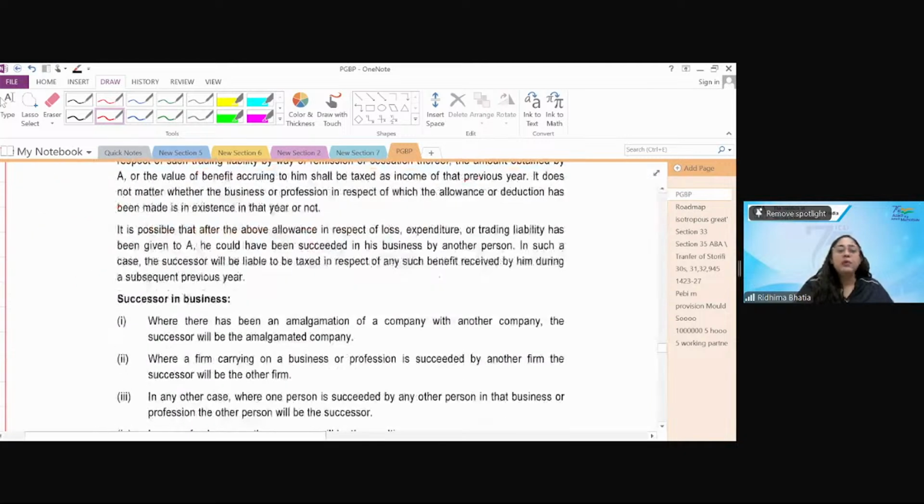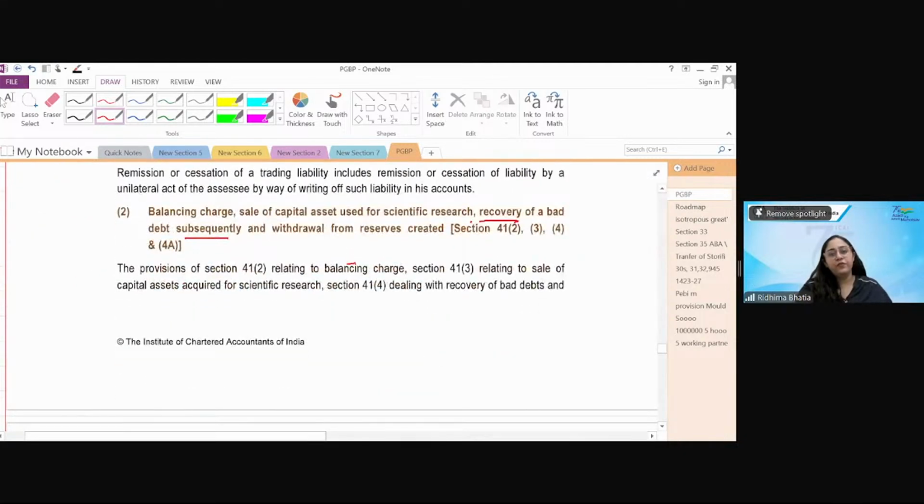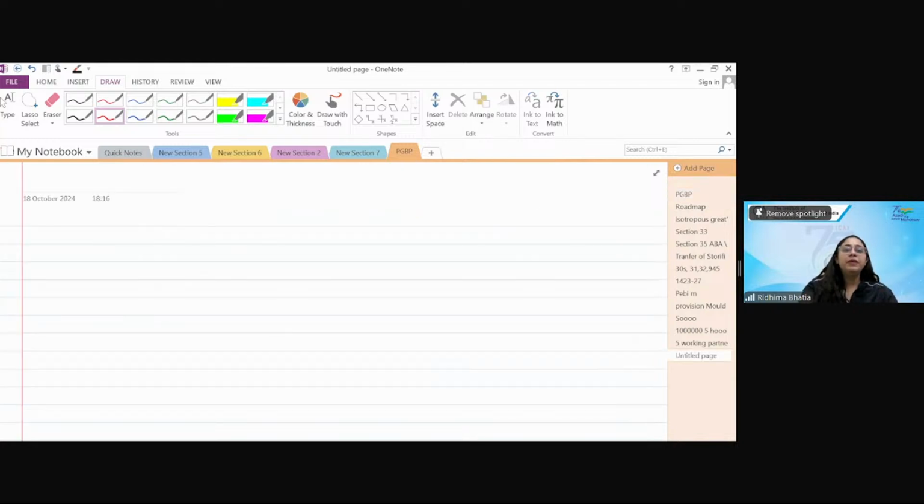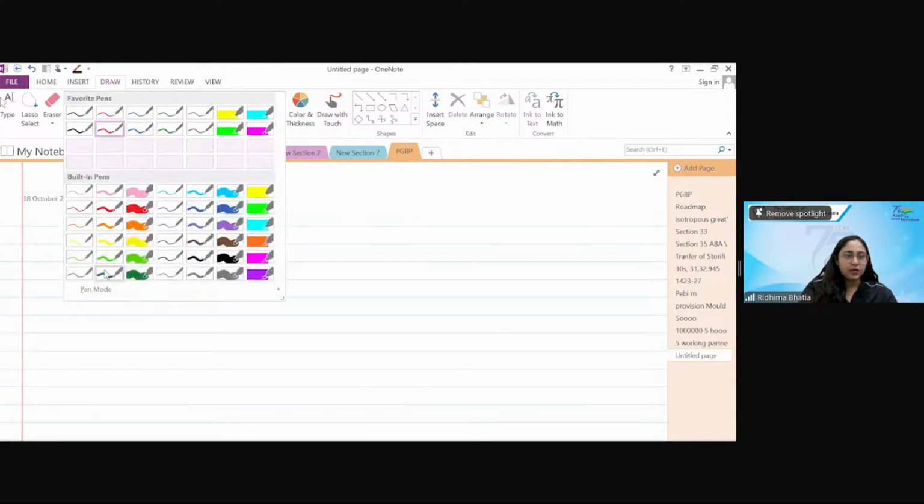Okay. Now coming to 41.1 clear, 41.4 clear. 41.2 is in relation to balancing charge. Now, when we were doing this, I told you terminal depreciation and balancing charge, two things had come up, and I told you that I will pick this particular topic later. Let's go back in time.